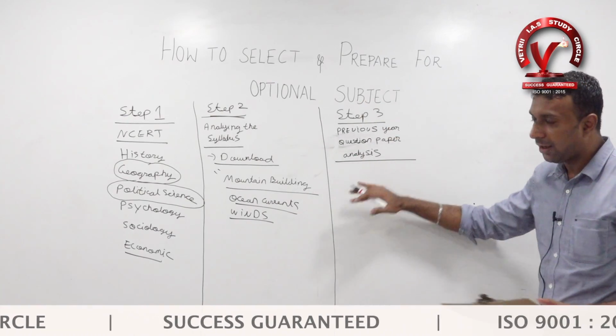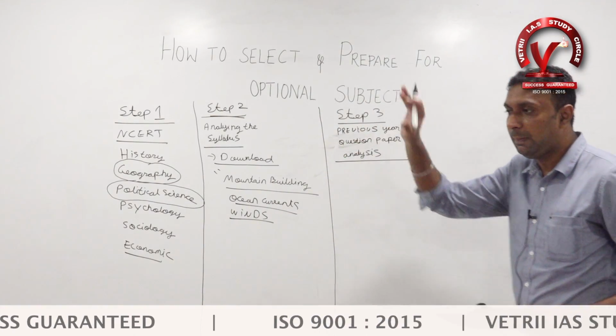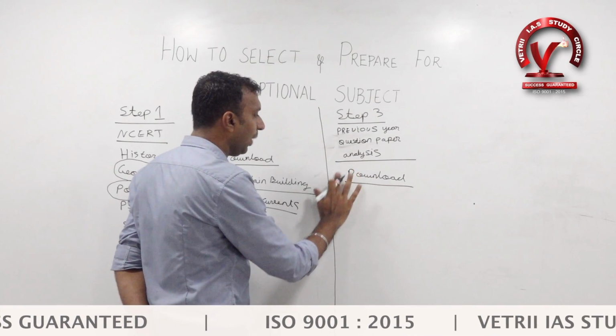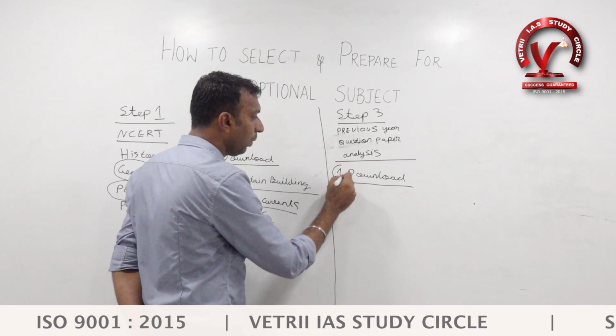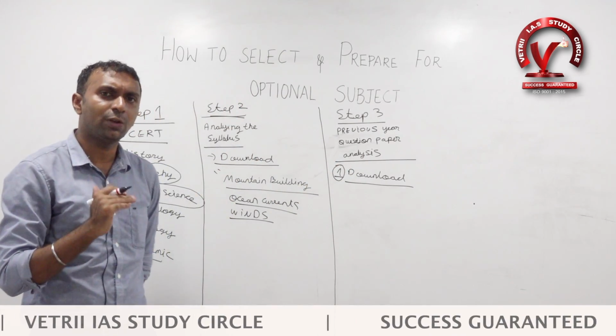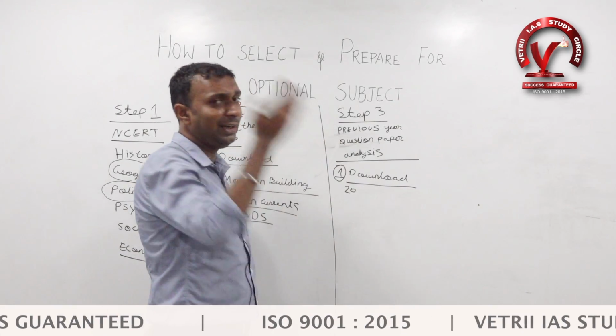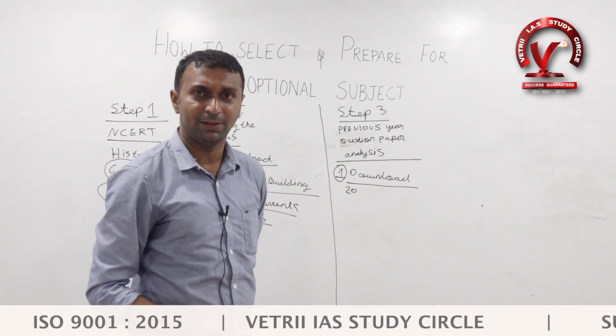Now, there are 2 ways of analyzing the previous year question papers. Very simple. Number 1 way is to download the previous year question papers, at least from 2010 if you want. But if you want, you can download even from 2001, it's available. But for your reference, 2010 to 2019 is good.